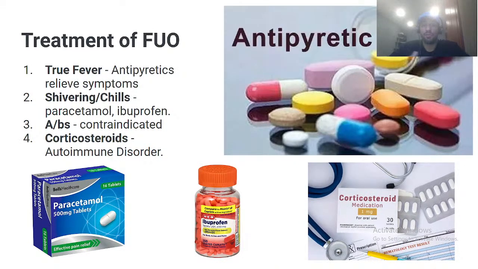Okay, so the treatment for the fever of unknown origin. Once we make sure that this is a true fever, of course we have to give antipyretics to relieve the symptoms, and also to reduce the fever. And if the patient is also suffering from shivering or chills, then we have to give paracetamol or ibuprofen. And antibiotics will be contraindicated if the bacteria is not really diagnosed or not indicated. And also corticosteroids, we can use them in case autoimmune disorders are confirmed after a diagnosis.